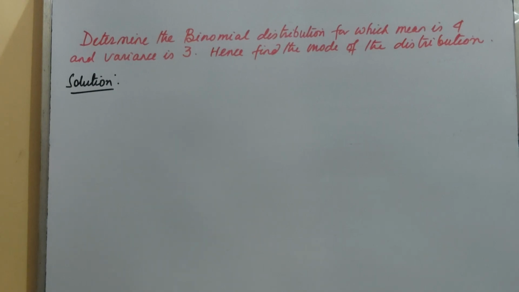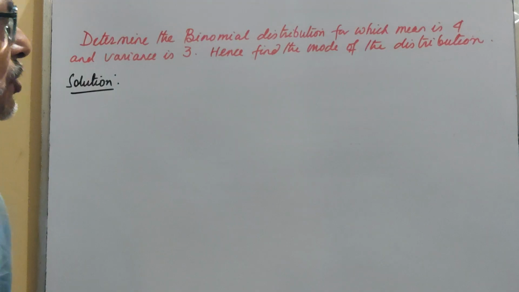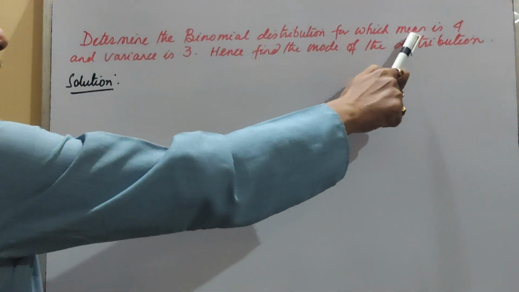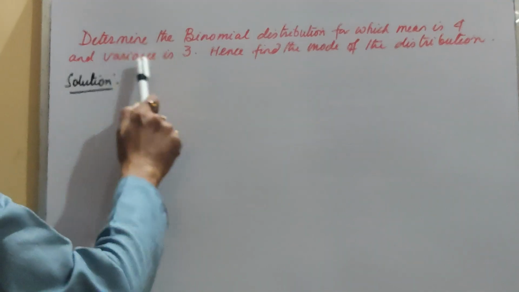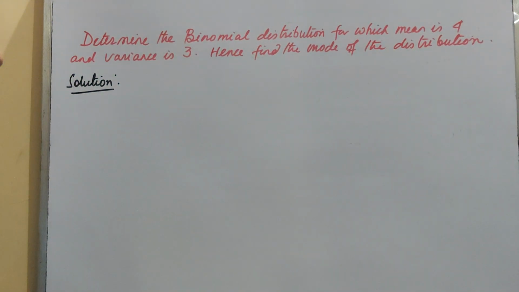Hello, in this video we want to solve this question. This question is from binomial distribution. Determine the binomial distribution for which mean equals 4 and variance equals 3. Hence find the mode of the distribution.